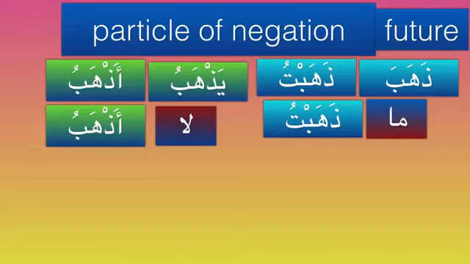But if you want to say I will not go, it is in future. If you say are you going tomorrow? If you say no, I am not going. So what do we bring? We bring what is called lan. So what is the difference between ma, la and lan?